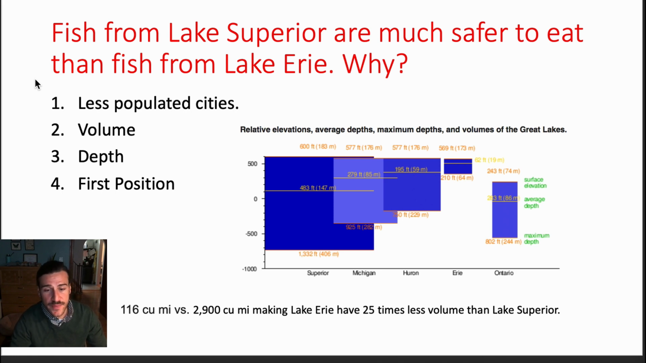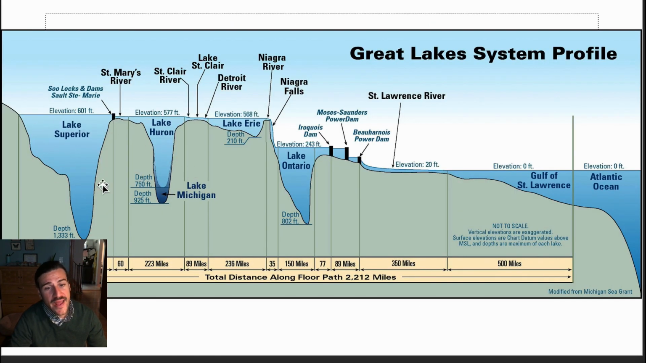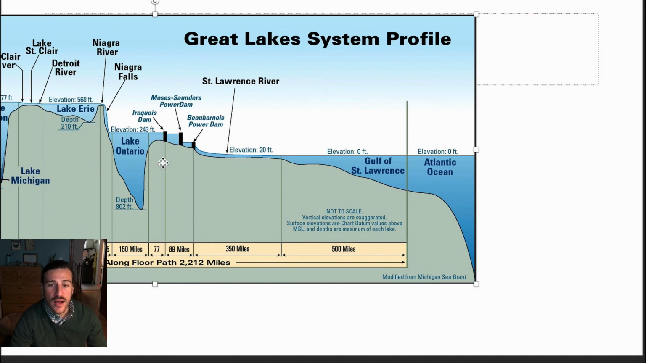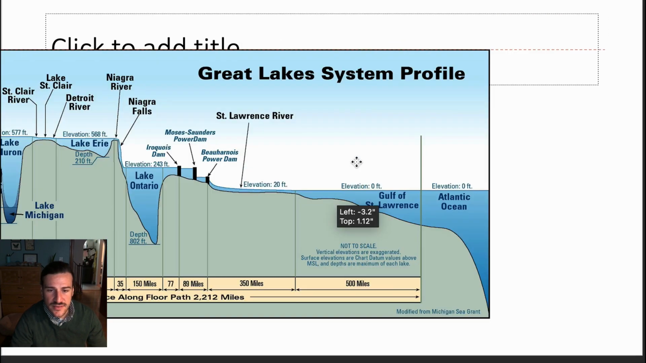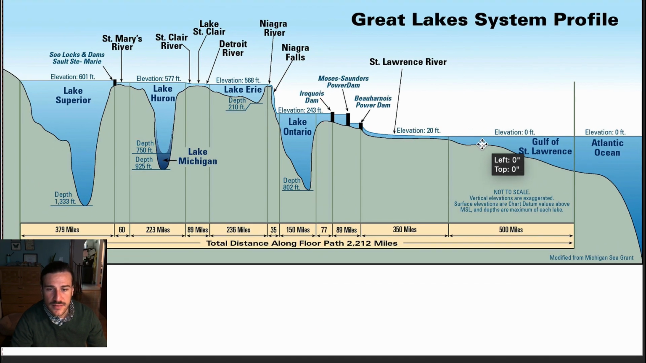So Lake Superior is the first position of the Great Lakes. So water entering Lake Superior, right, will then move into Lake Huron and then move into Lake Erie and Lake Ontario, right? So because of this, what's going on?